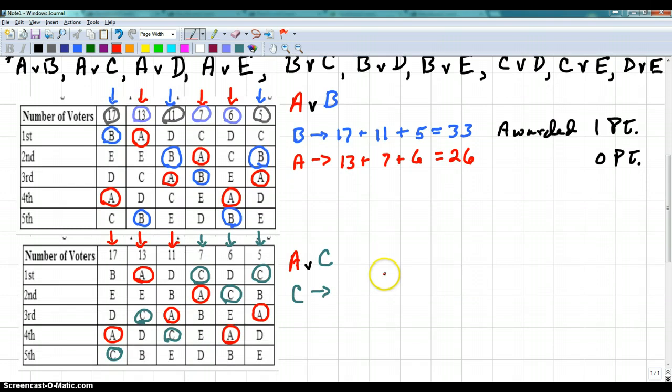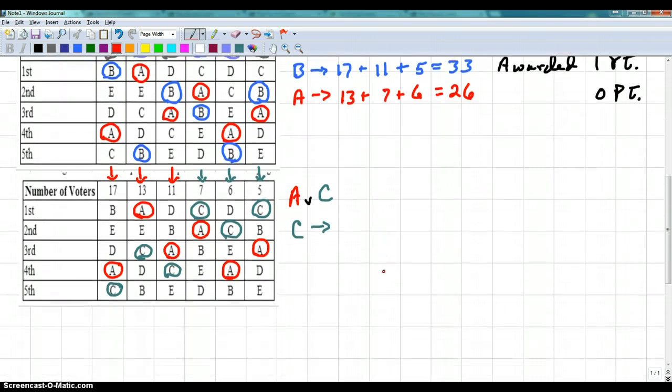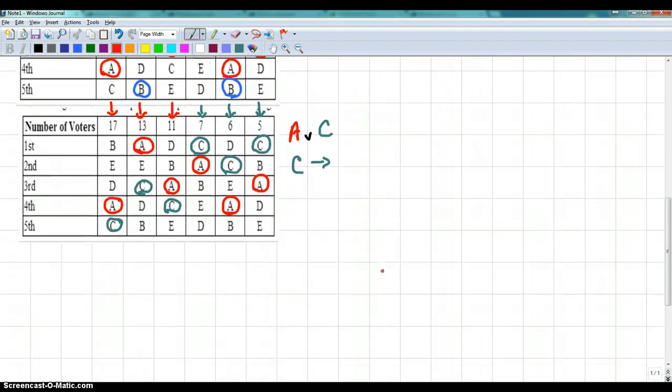Okay, so now we'll look at A versus C, and we'll see from our columns that in the first 3 columns A was the preferred candidate, and in the last 3 columns C was the preferred candidate. So what are the numbers? In the fourth column, we're going to award C 7 votes. In the fifth column, C will be awarded 6 votes. And then in the final column, 5 votes, which gives a total of 18 votes.